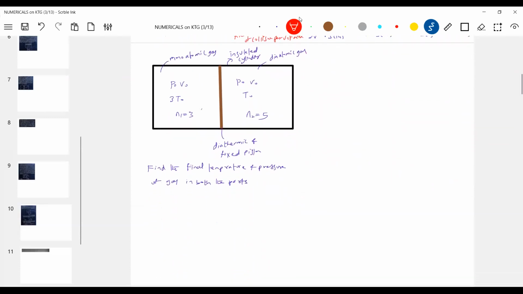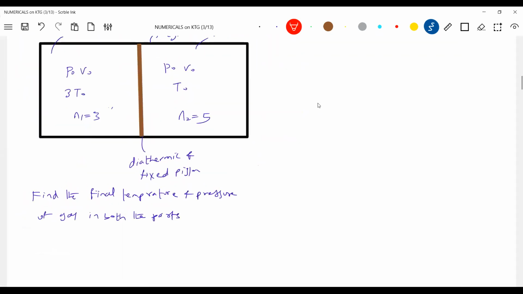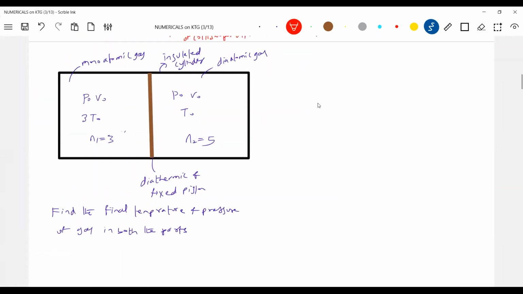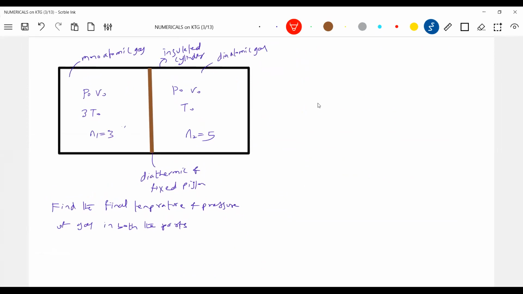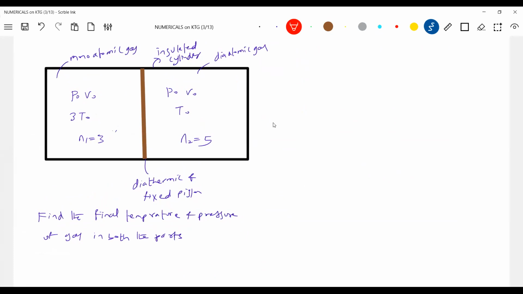Okay, let's get into the physics problems. In the left chamber, I have filled monatomic gas. In the right chamber, diatomic gas. Number of moles are given, 3 and 5. So initial pressure, volumes are P naught, V naught, and the cylinder is insulated.